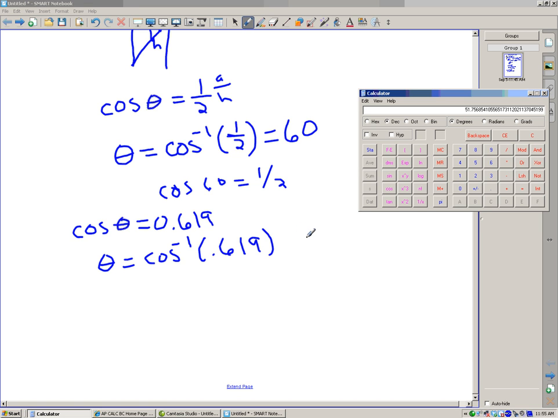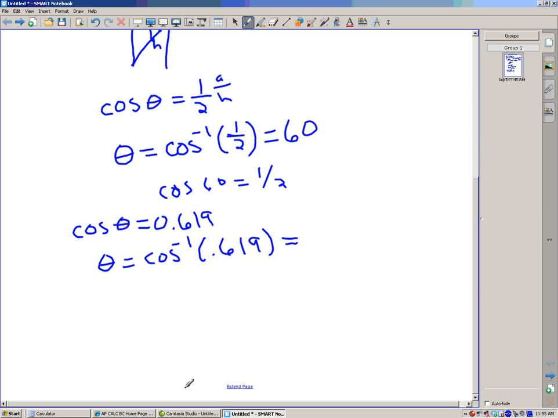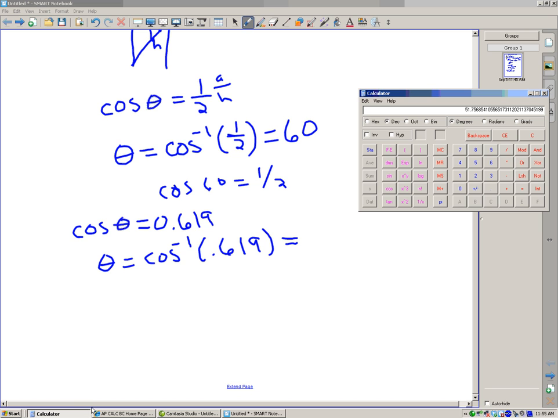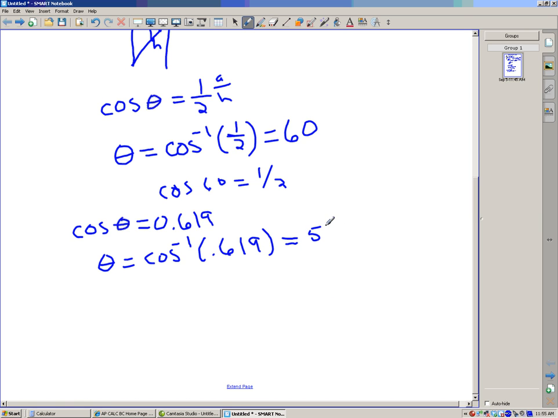Let's round that to, I guess, 3 decimal places. So we're going to call this 51.757 degrees. Okay, so there we go. There's button pushing. Now let's get to some harder ones.